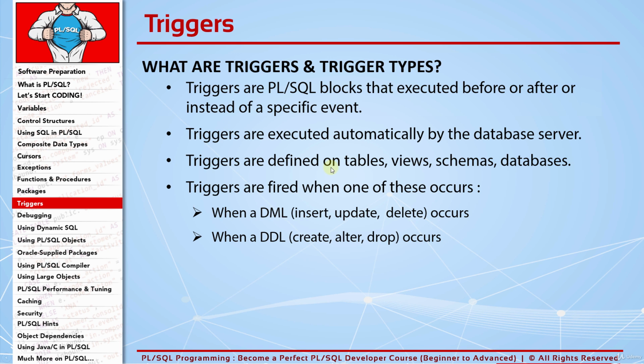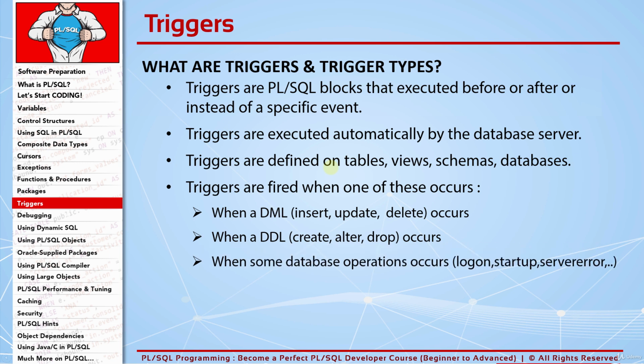The second one is when a DDL operation occurs. We know that DDL stands for create, alter, or drop statements, when the structure of an object changes. So you can set your trigger to be fired when one of these statements occurs. This is also very useful in logging or preventing invalid structural changes.